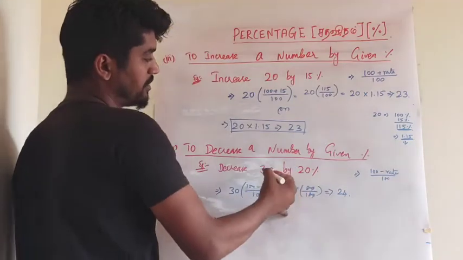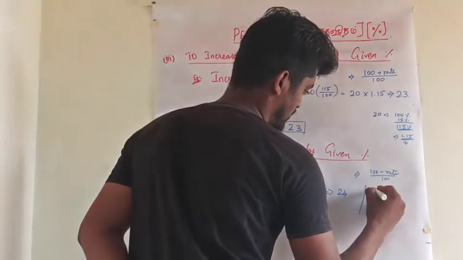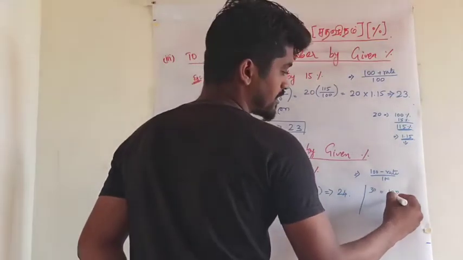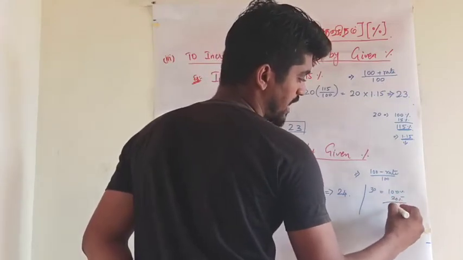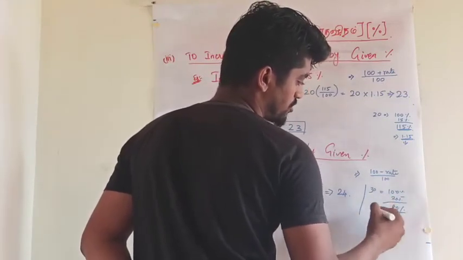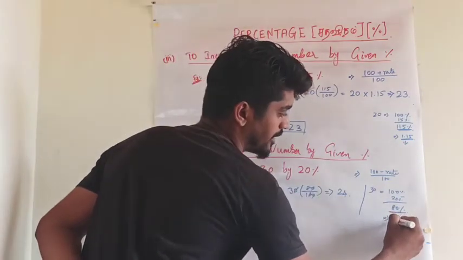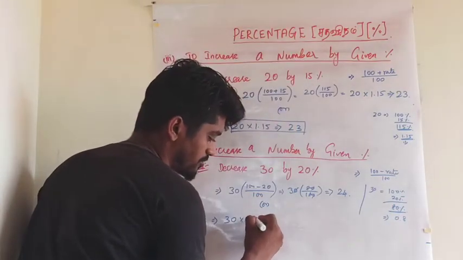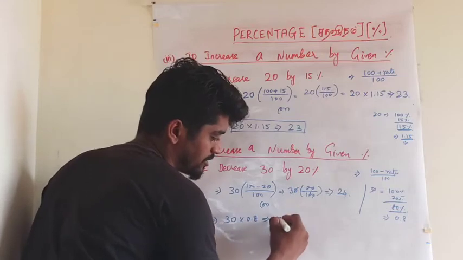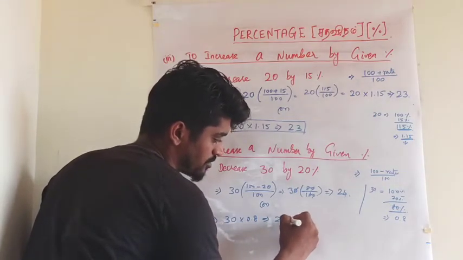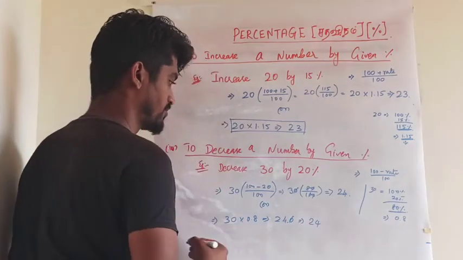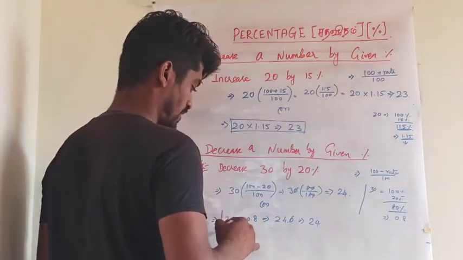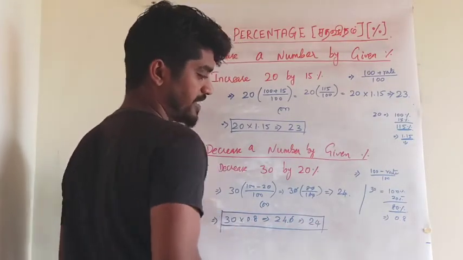Or otherwise, the given value is 30. Here the value is getting decreased. Assume that 30 is equal to 100 percentage. So they are going to decrease by 20 percentage. So the value will be 80 percentage. So we have to multiply 80 percentage, which is 0.8 as a fraction, with 30. So we multiply 0.8 with 30. The value is 24. This is the easy way to find the value.